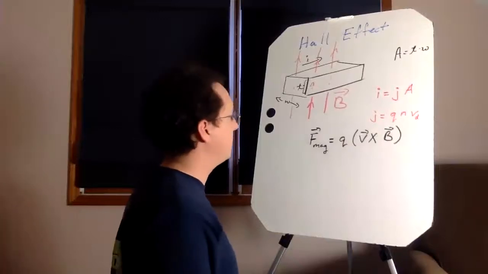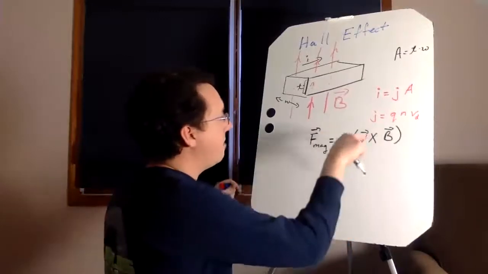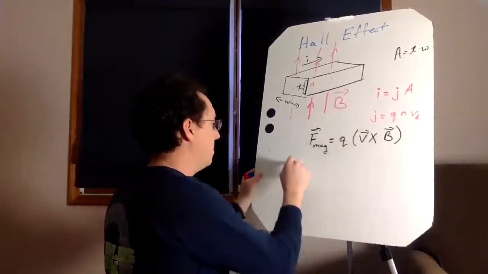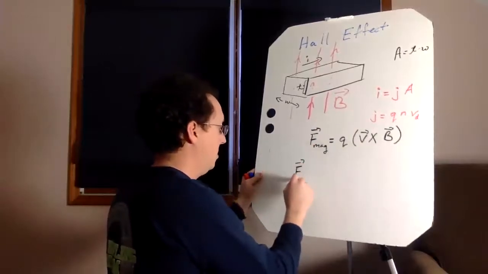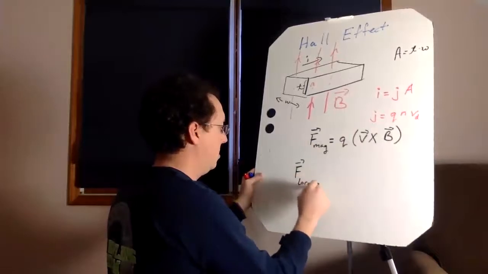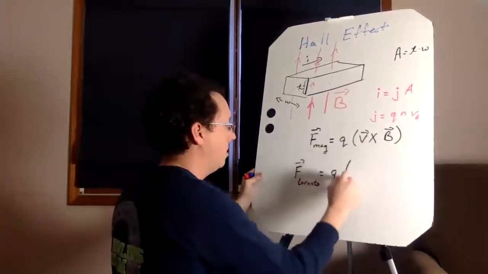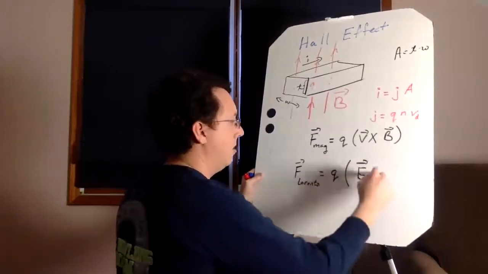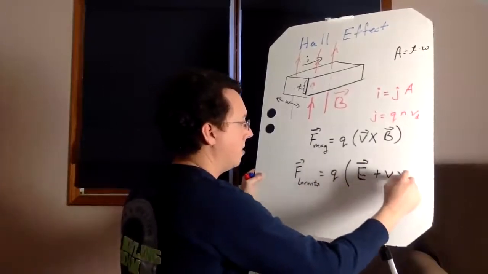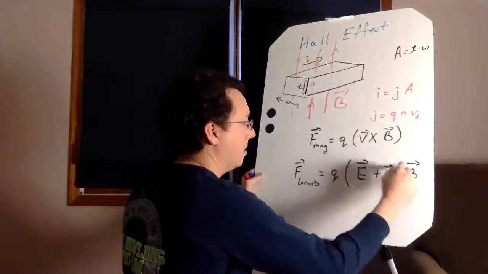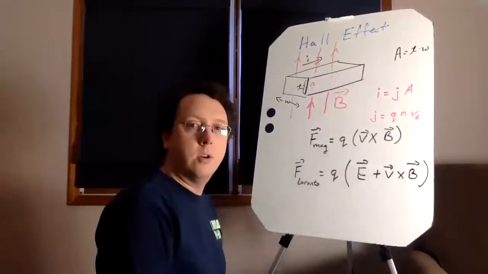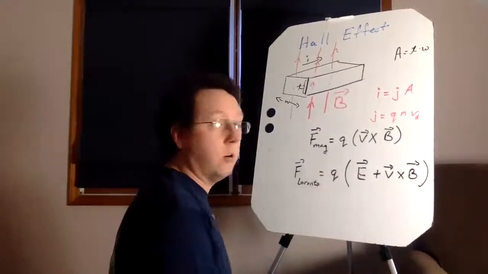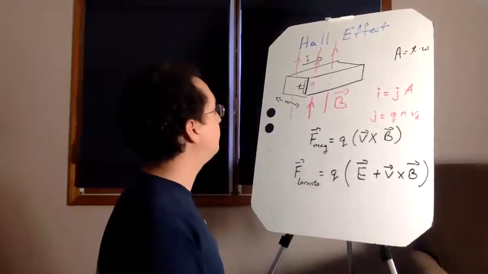We will eventually. And then you could combine the magnetic force with the electric force to find the Lorentz force, which is the total electromagnetic force on a point charge. And that's Q, positive or negative, times E plus V cross B. Okay, so that is the full formula for the electromagnetic force on a point particle.